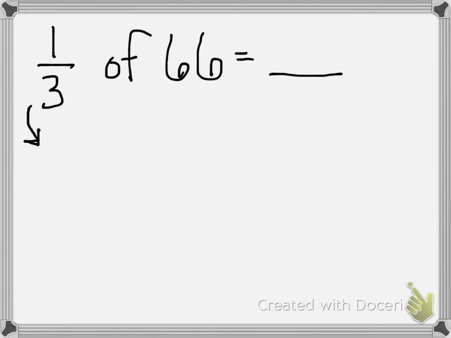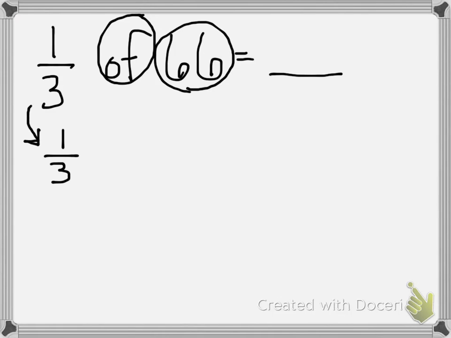the problem, almost like prepping our workspace. We can't work out 1/3 of 66 without doing this step first. So rewrite your fraction. Your fraction does not change. I'm going to circle the of, and I'm going to circle the 66. Of, when you see the word of in mathematics, you know that the operation is multiplication.